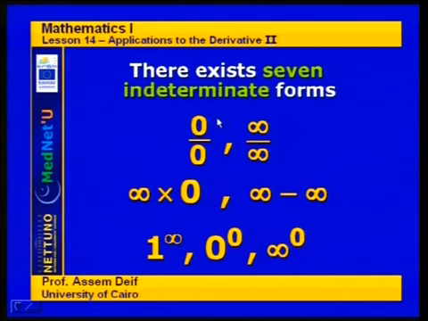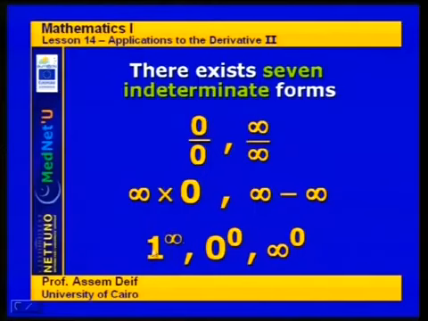The most important, the ones which we encounter most, are either 0 over 0 or infinity over infinity. But the others as well you can encounter, for example, 1 to the power infinity, like when you try to take the limit of the sequence which represents the Euler number e, etc.